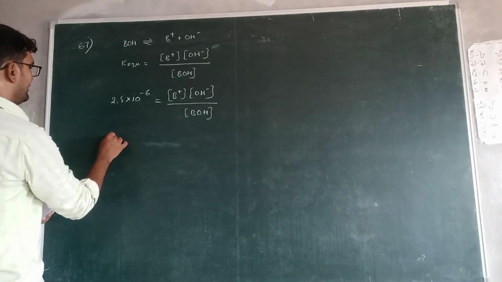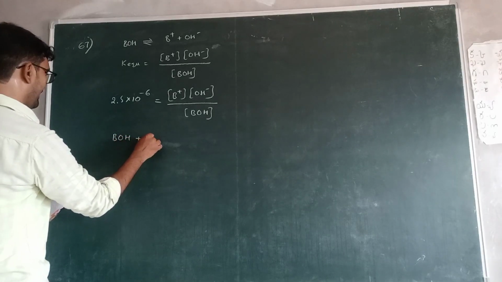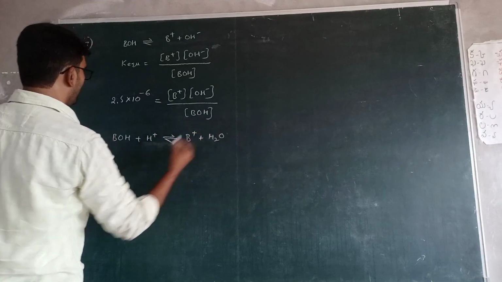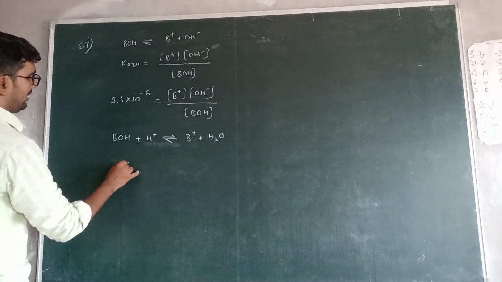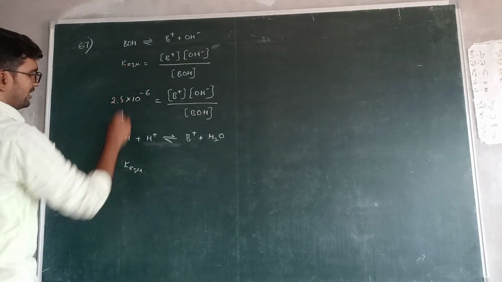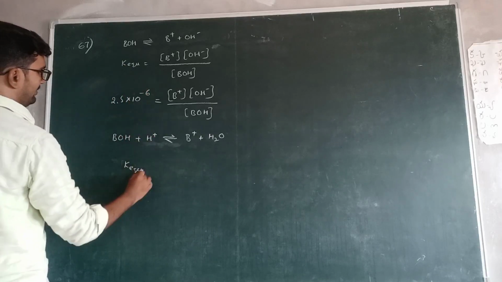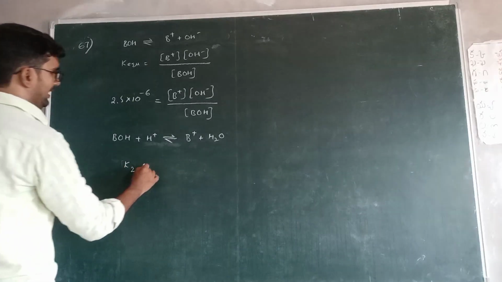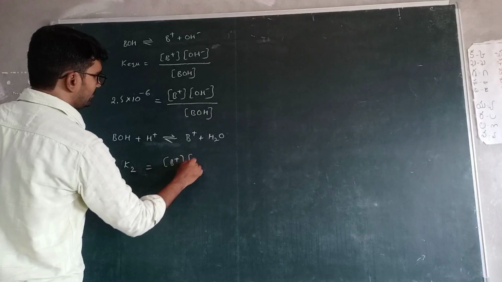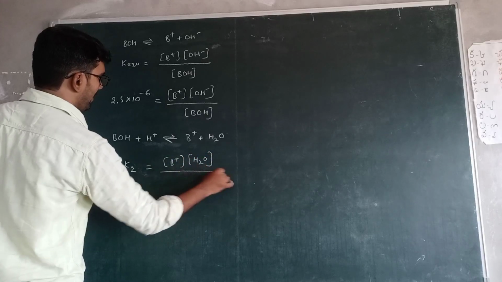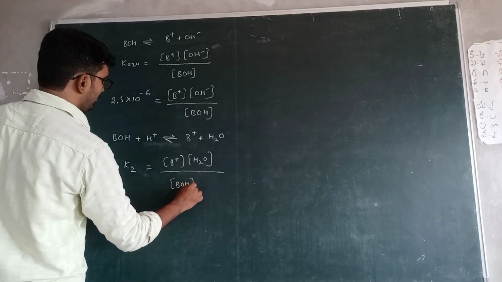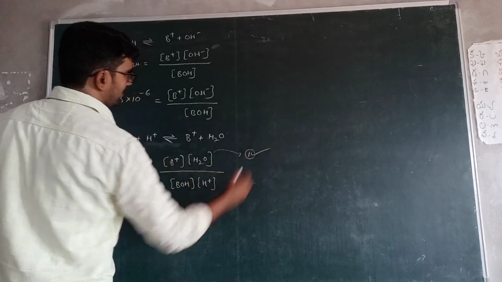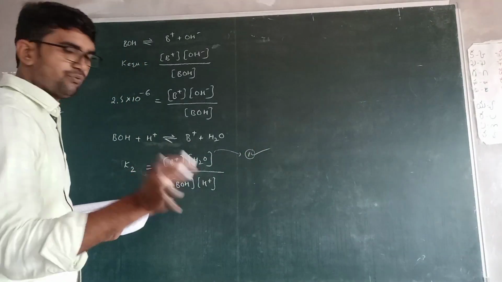Second equation: BOH plus H+ gives rise to B+ plus H2O. For here also calculate K equilibrium. These two are different values and not the same, that's why this is taken as K2. K2 is equal to concentration of B+ into concentration of H2O by concentration of BOH into concentration of H+. Now the concentration of H2O value is 1, because it is neutral.